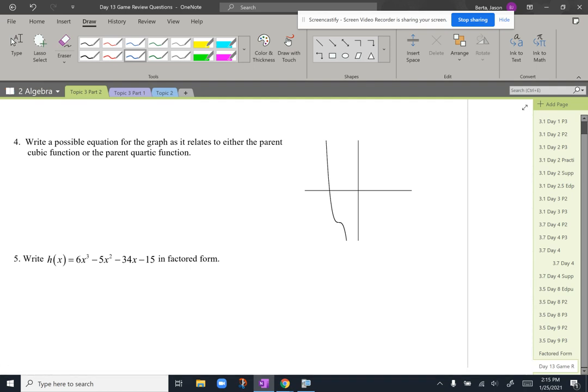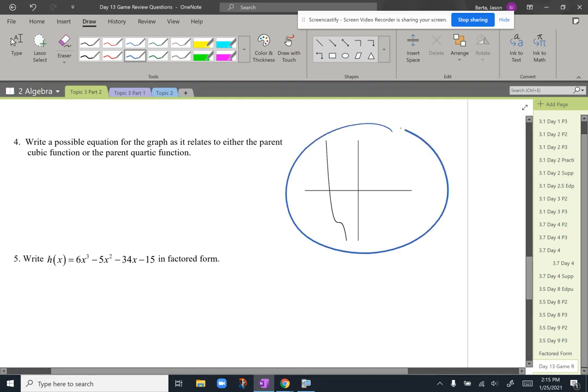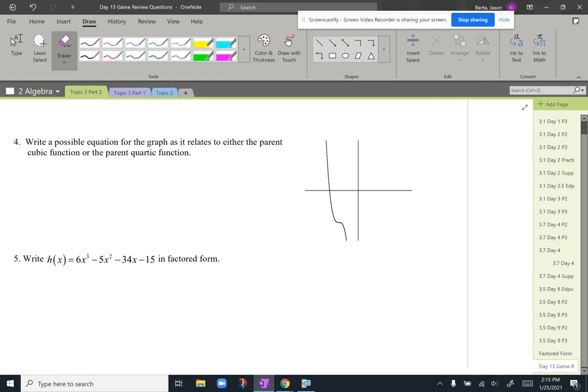Okay, I'm asked to write a possible equation for this graph here. I'm not given any points, so I can pick and choose my own points, but the key here is to come up with a polynomial equation that has the right kind of leading coefficient, the right h value, the right kind of k value.